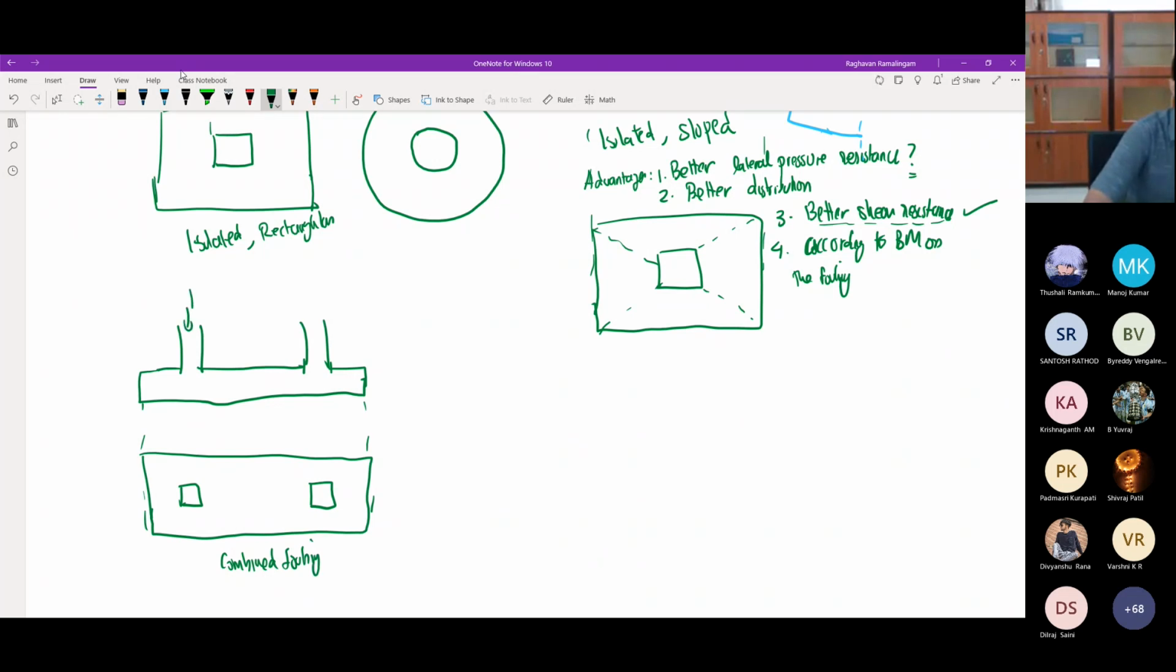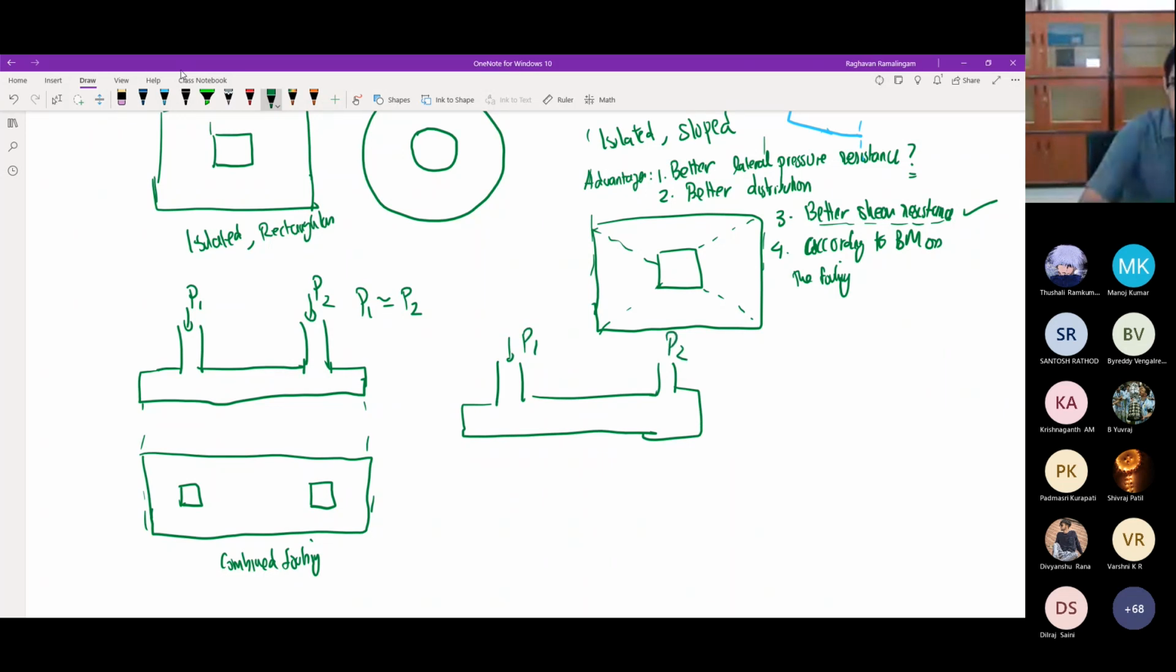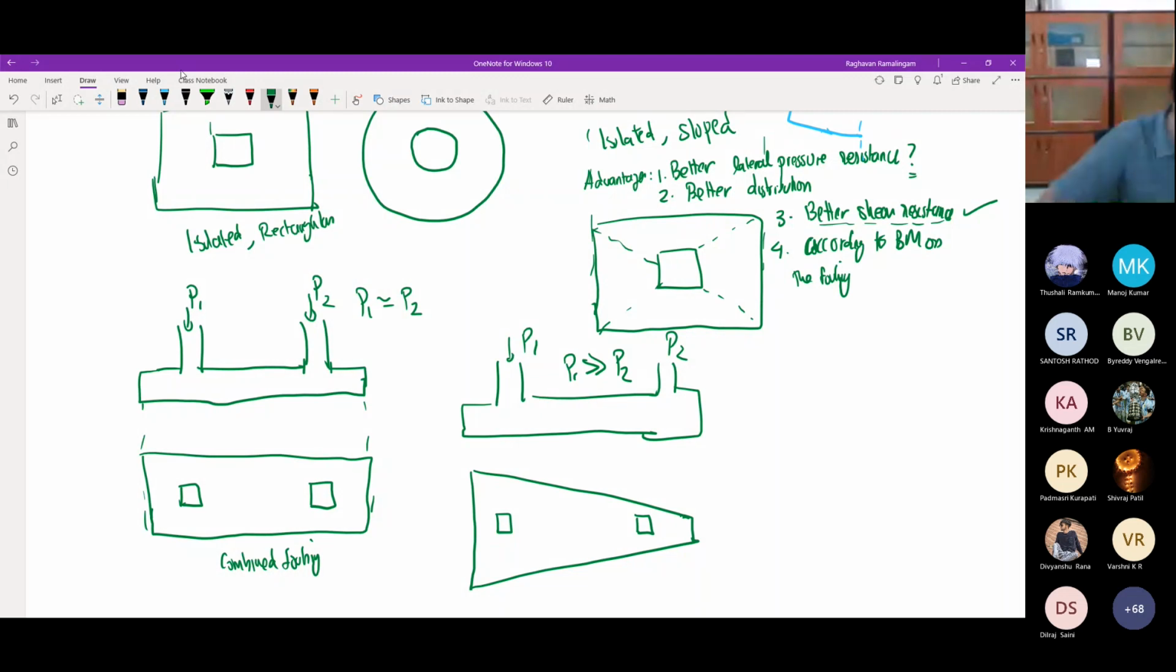As long as P1 and P2 are more or less the same, you can just give the same type of combined footing. You may have a case where sometimes you have something like this, P1, P2, where your P1 is reasonably greater than P2. Then you may want more area near P1, so you probably would choose to give the footing like this. This is also a combined footing, except you are compensating for the area because there's a larger load on P1. Okay, so this is combined footing.